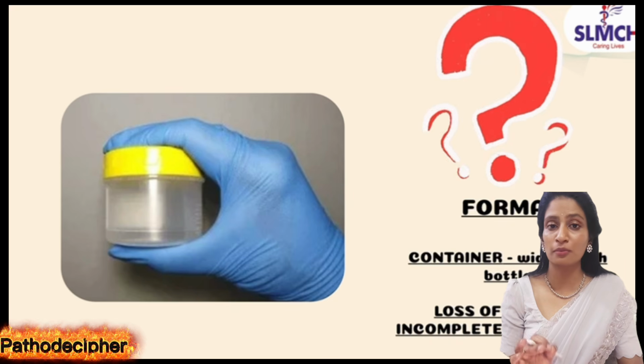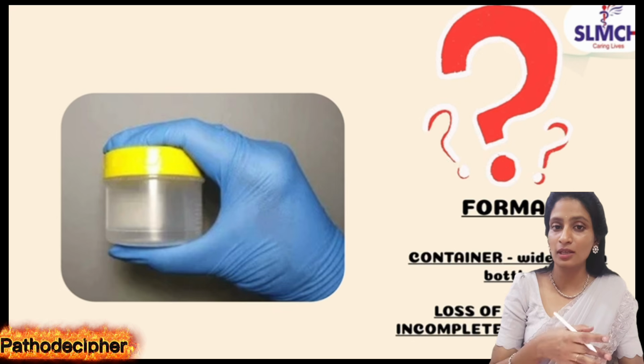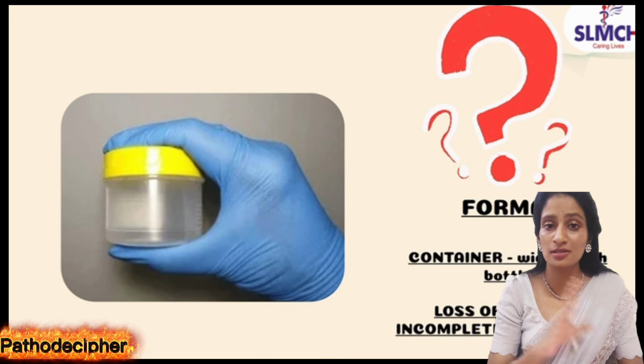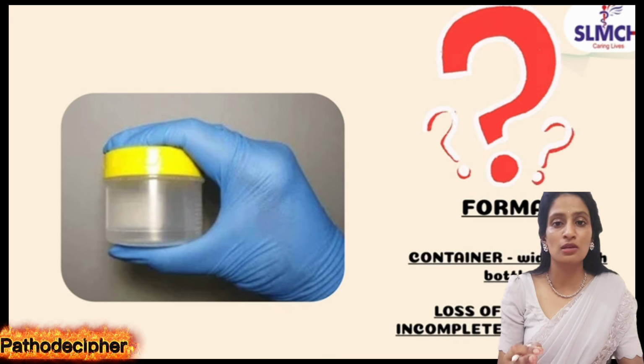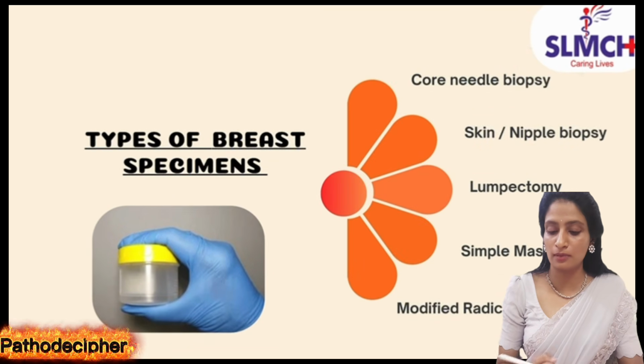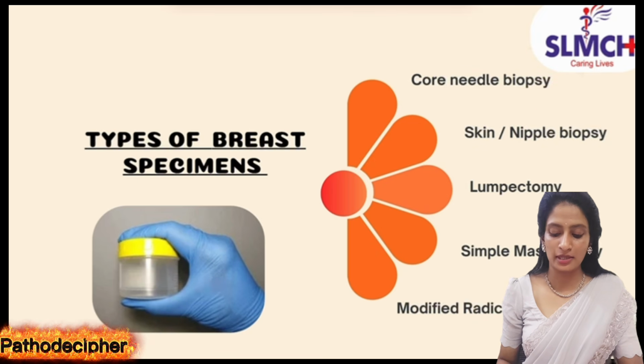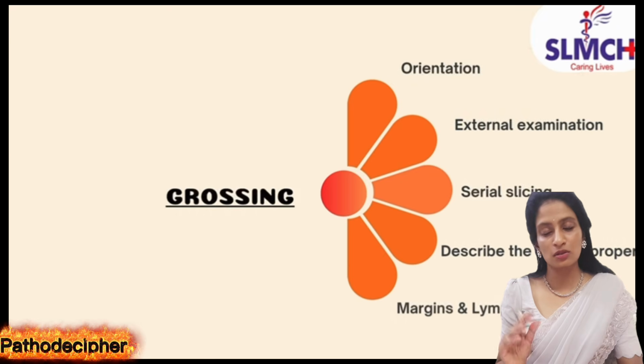So that is why the importance of the specimen is very important, from on the table towards the diagnosis. Until then, all the process is very important. So what are the types of breast specimen we receive in histopathology? It could be core needle biopsy, skin needle biopsy, lumpectomy, simple mastectomy, modified radical mastectomy. So how should the grossing be done?